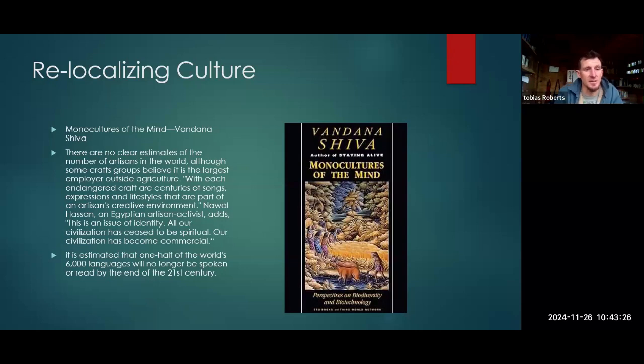There are no clear estimates of the number of artisans in the world. If we look at traditional artisanal production, which is one of the aspects of culture, some craft groups believe it is the largest employer outside agriculture. With each endangered craft are centuries of songs, expressions, and lifestyles that are part of an artisan's creative environment.